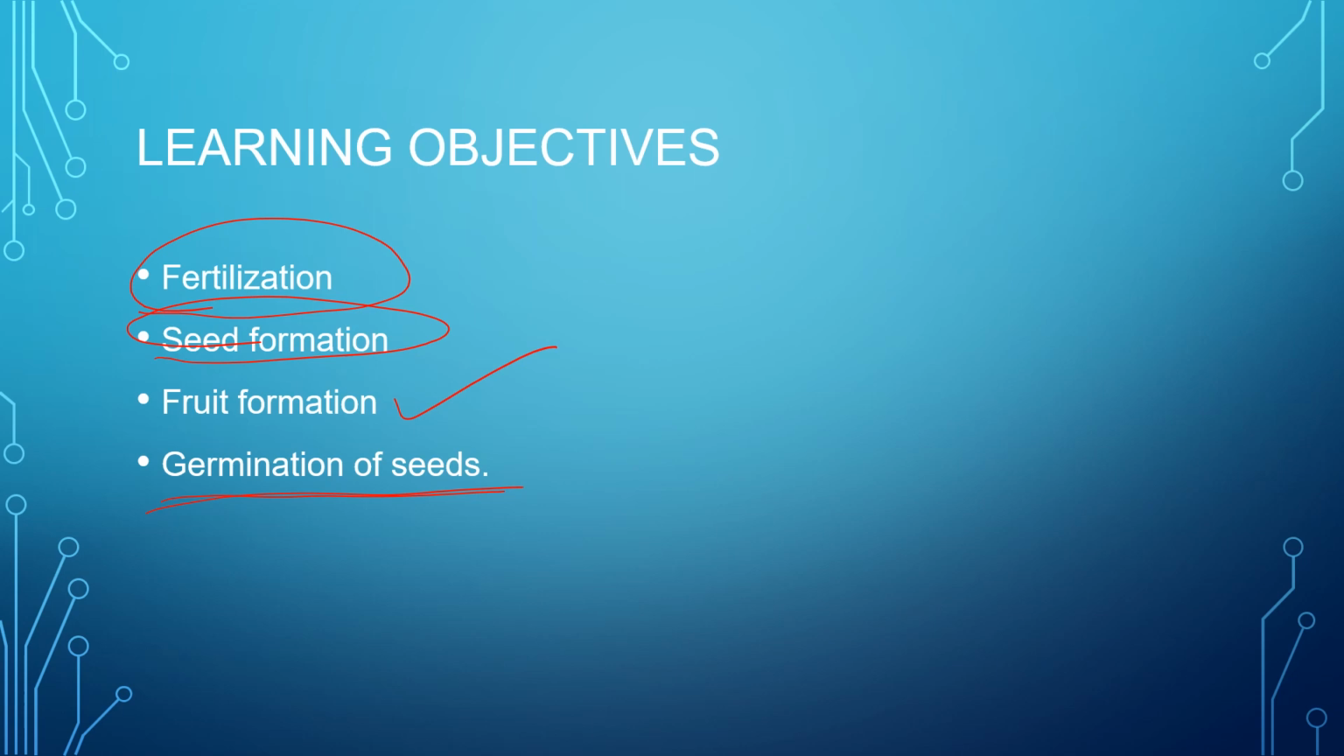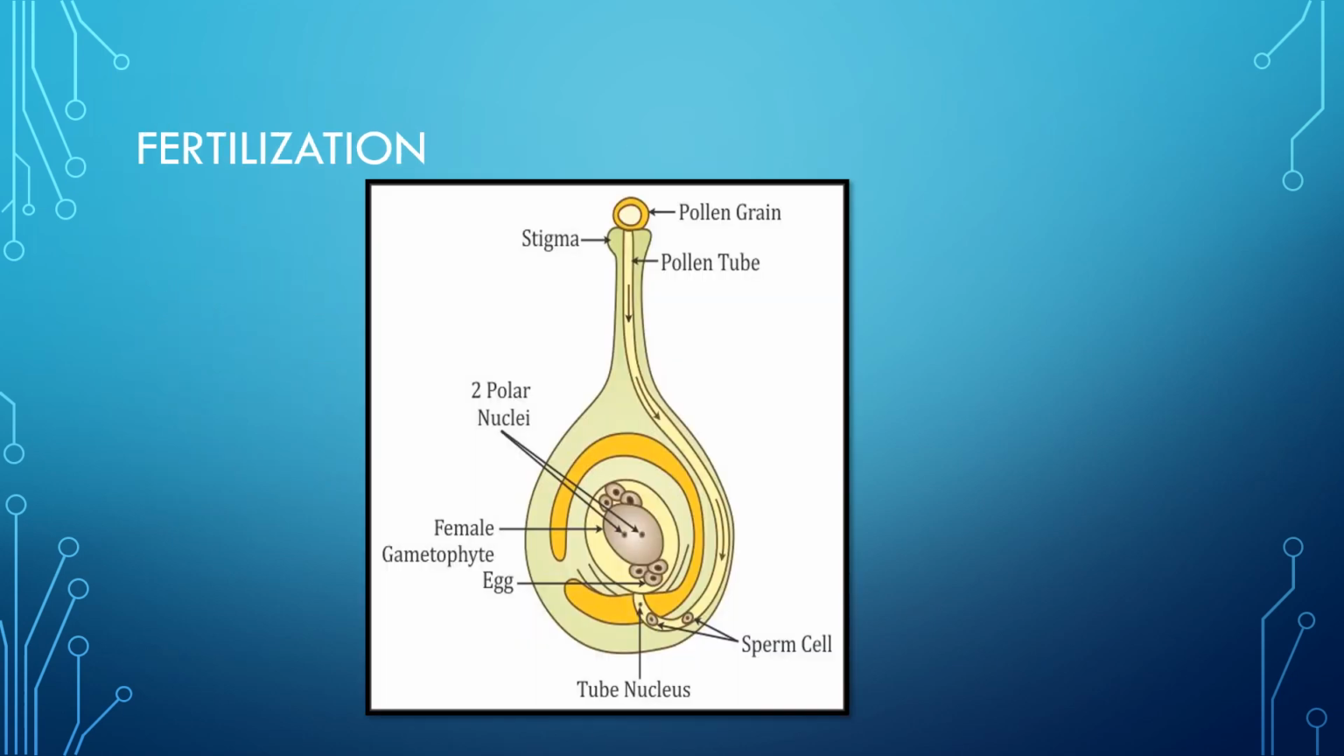So let us start with today's lesson of reproduction in plants. Here I have given a labeled diagram of the process of fertilization. Let us see what is there in this process of fertilization.